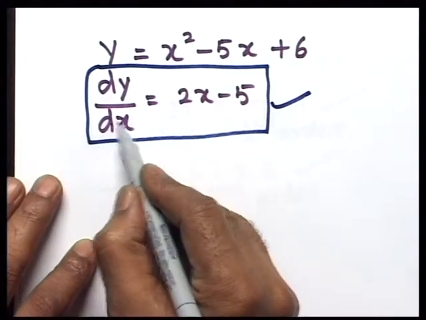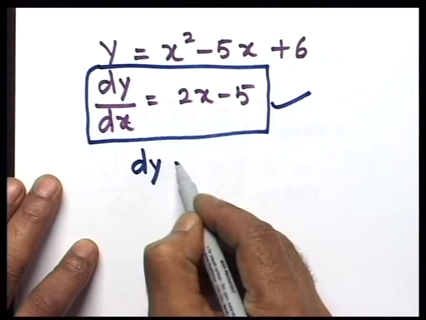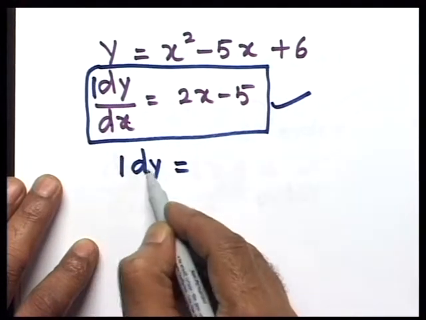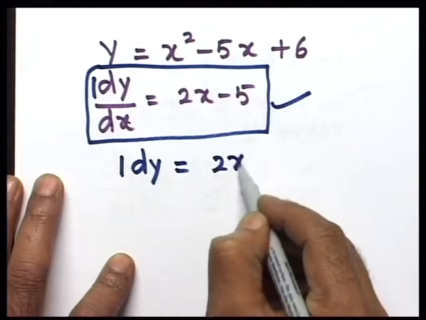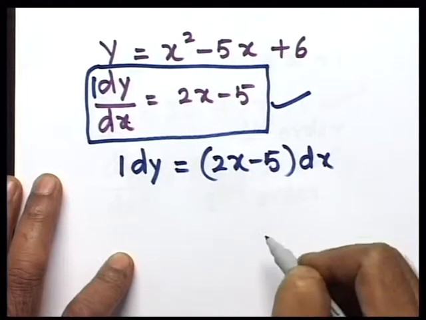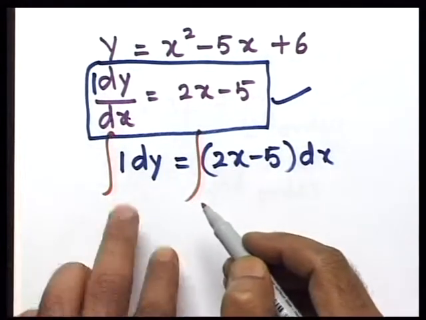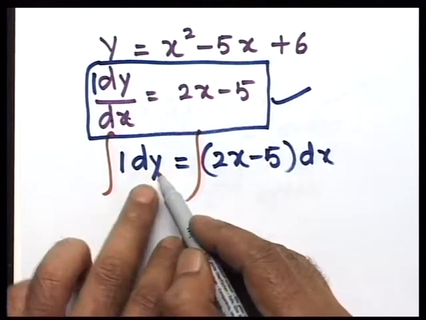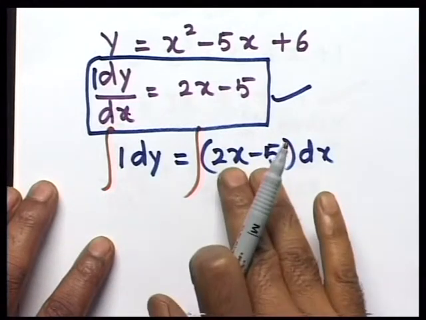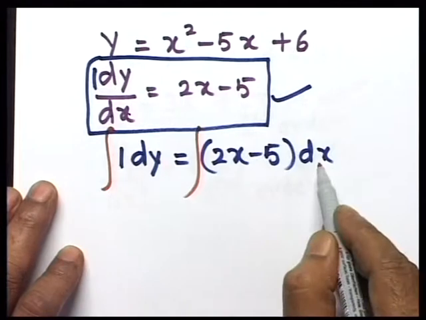We transfer the dx to the right hand side. We keep the dy here on the left hand side. There is actually a 1 there; nothing means 1. So it's 1 dy is equal to 2x minus 5 dx. Then we integrate on both sides. On the left hand side we integrate with respect to y, and on the right hand side we integrate with respect to x. So all x's must be here, all y's must be there, because that's a dy, that's a dx.